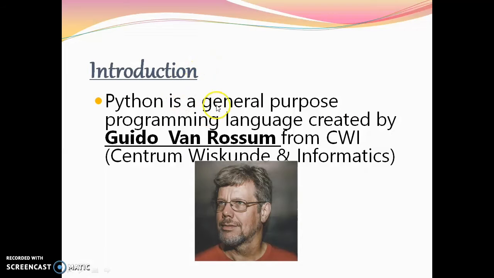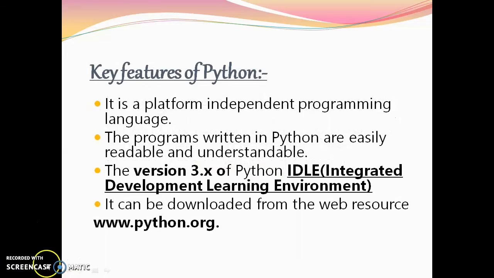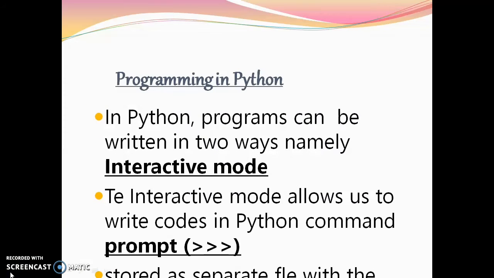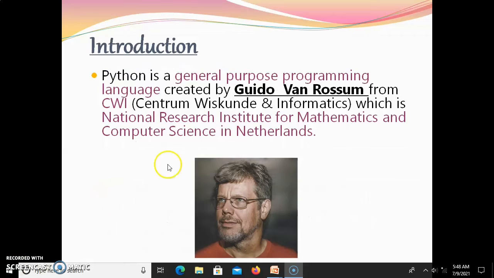Python is a general purpose programming language. The name itself shows it is general purpose. What is the meaning of a general purpose programming language? That means we can use Python programs for all kinds of processes. That is, programs are used for both scientific and non-scientific problems. That is known as a general purpose programming language.